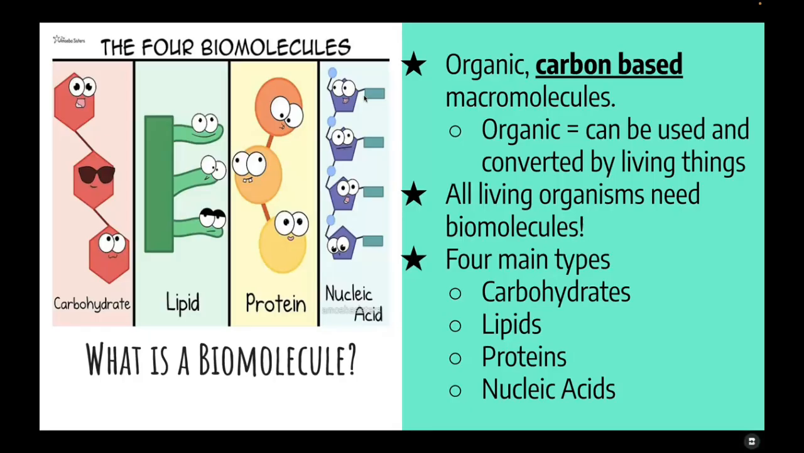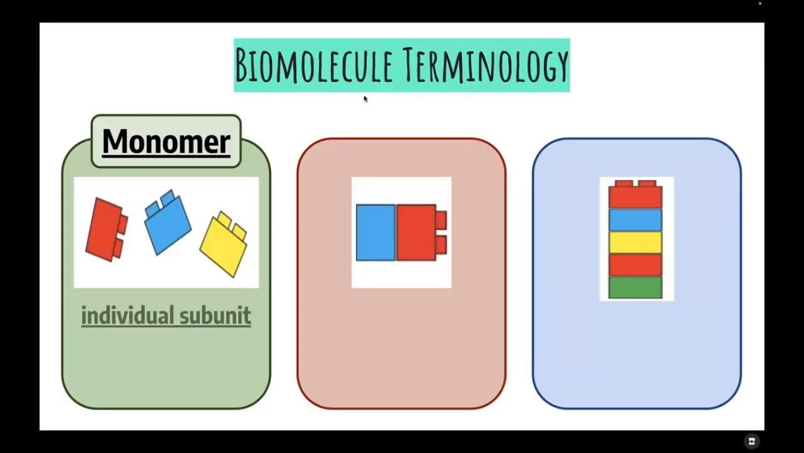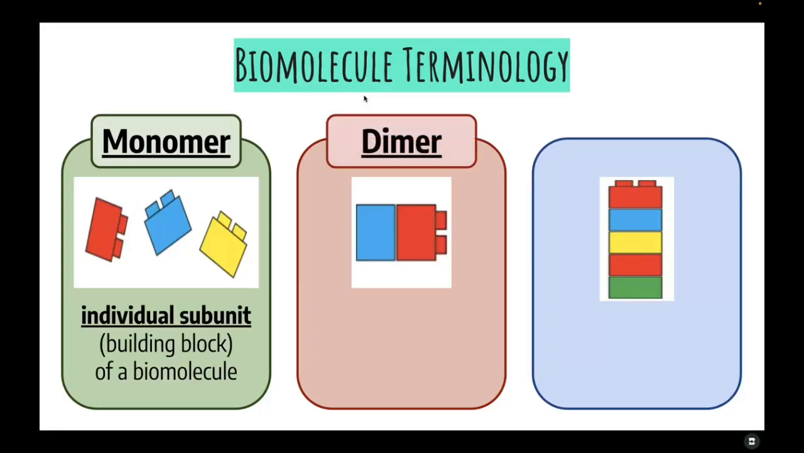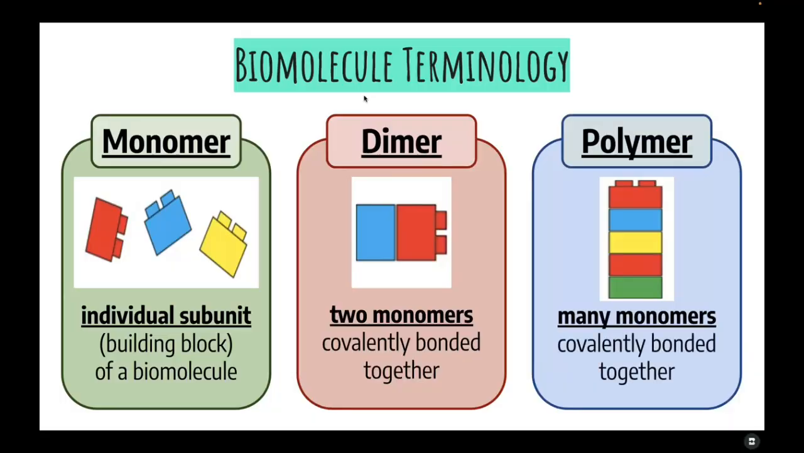All right. So what is a monomer? What is a polymer? A monomer is basically a single building block, like, for example, one Lego brick. A dimer is 2 monomers joined together by covalent bonds. And a polymer is many monomers that are joined together by covalent bonds.